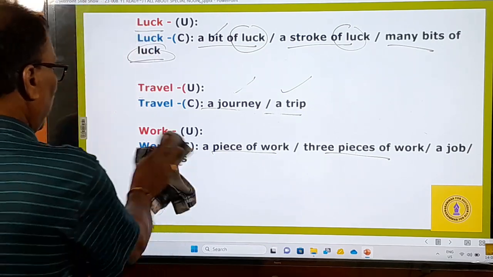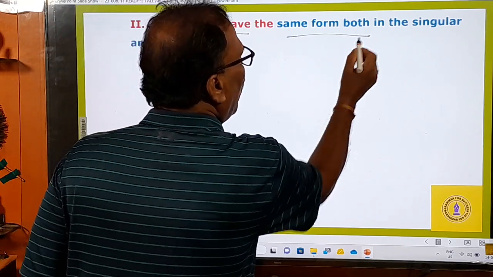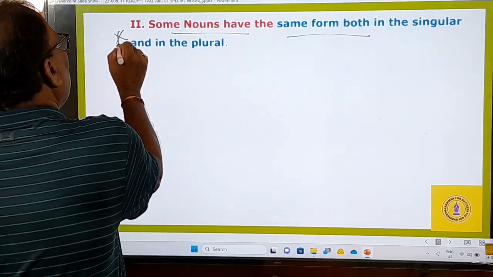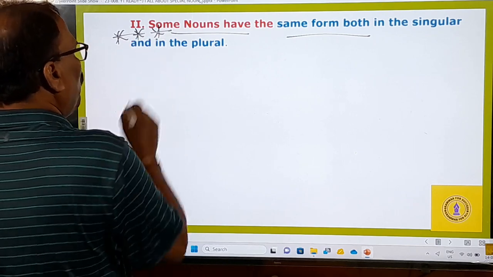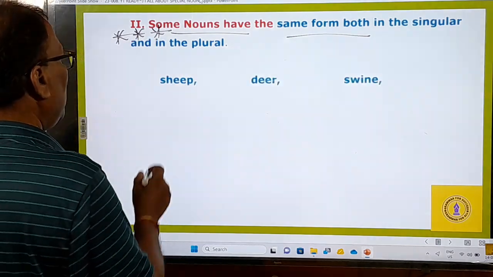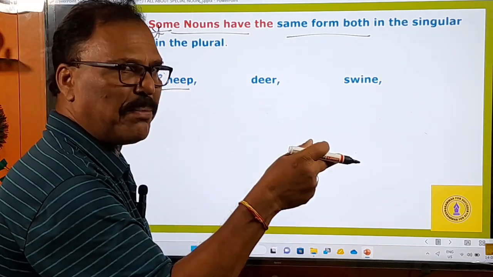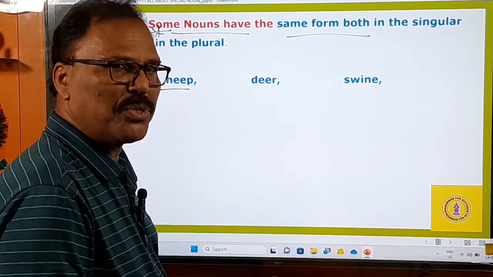Second rule is there. Some nouns have the same form both in the singular and in the plural. Very important rule. Right. And here you see sheep. If there is one sheep, you call it sheep. If there are many sheep, you call them sheep.